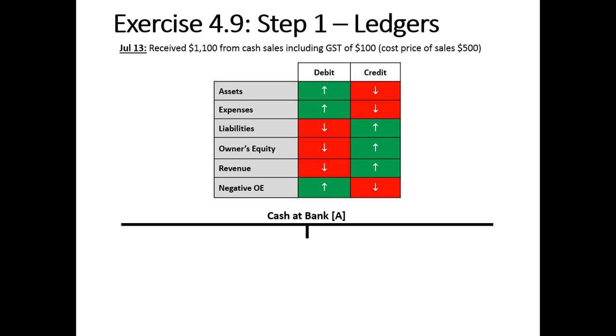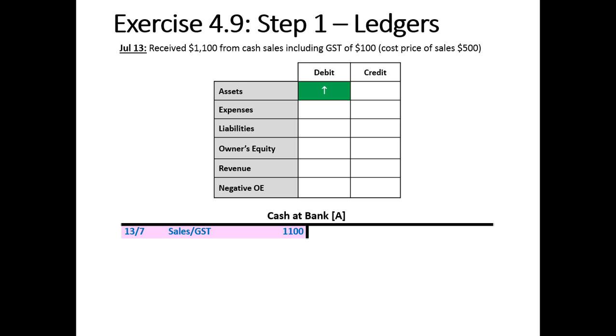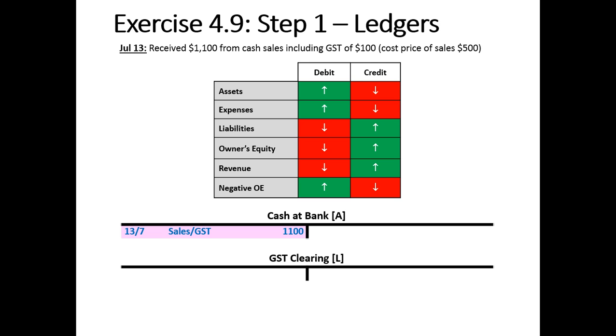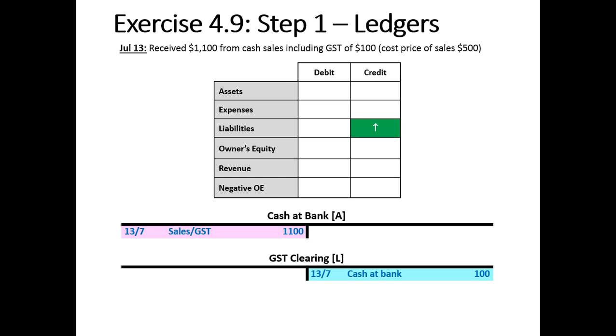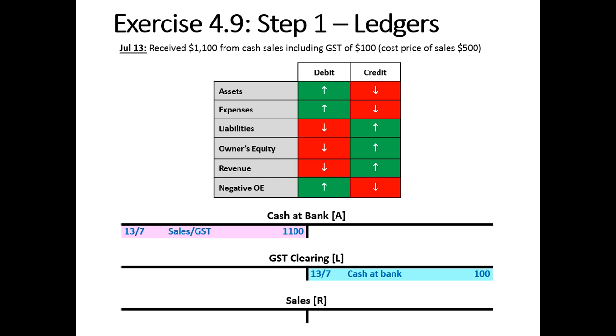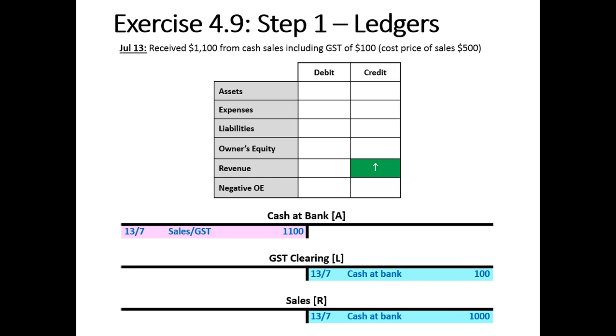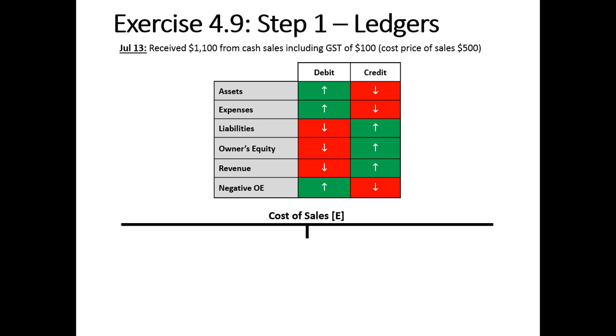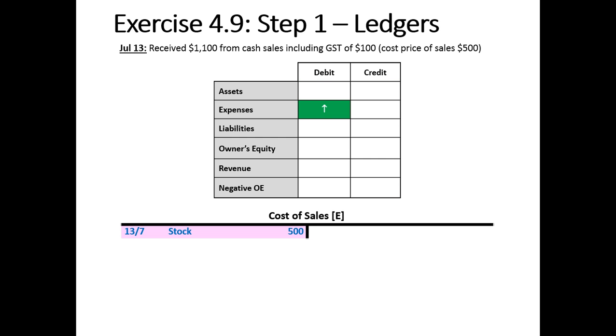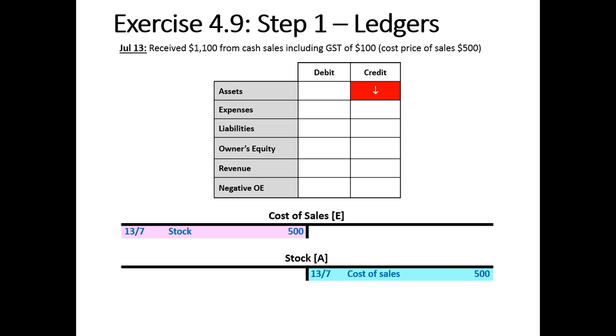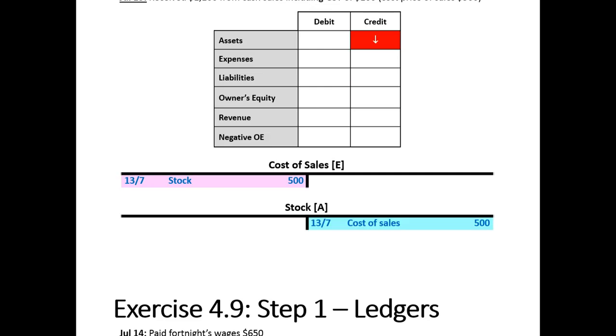We've received $1,100 from a cash sale. That does include GST of $100. The cost of sale is $500. So we've got an asset going up called cash, collecting GST, which increases the liability. Sales are a revenue, and they go up on the credit side, and then taking care of the cost of sale, which is a debit expense, and then a credit to reduce the asset of stock.